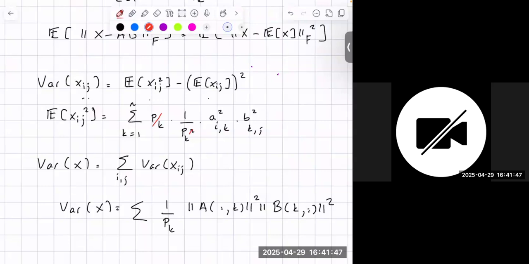You work through the math, and it ends up coming out like this. You take that column, take its norm squared, take that row, take its norm squared, and then you multiply it with 1 over pk, and you sum it up. That comes out as the variance of this operation. Now, I want to cook up this pk so that this variance is the smallest. I want to reduce the variance as much as I can.